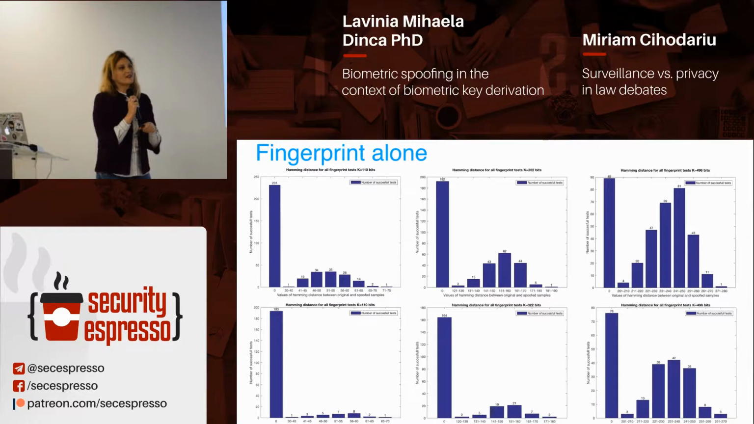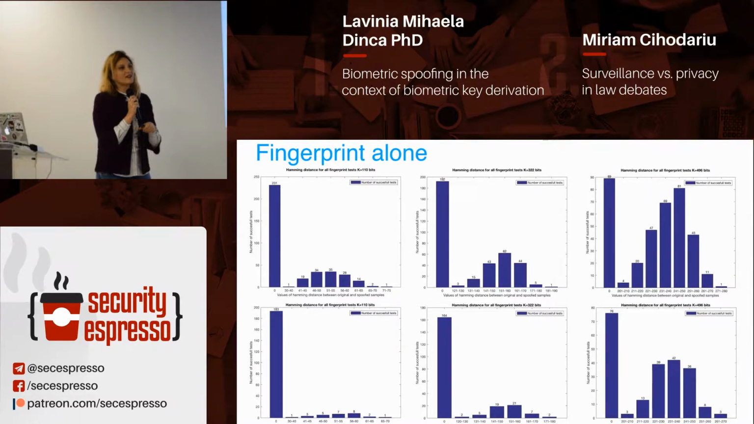Now, if we test the same system for iris, we see the trend. Because iris is harder to fake, we only had two success sets here. Okay, but the question that I asked was, if we use multi-biometrics, do we have more security with that?